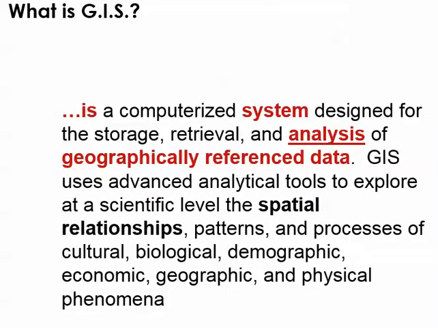So what is GIS? GIS, by definition, is a computerized system designed for the storage, retrieval, and analysis of geographically referenced data. GIS uses advanced analytical tools to explore at a scientific level the spatial relationships, patterns, and processes of cultural, biological, demographic, economic, geographic, and physical trends and phenomena. Basically, it's a very sophisticated system that provides us with the ability to analyze the trends and patterns of our existing environment.